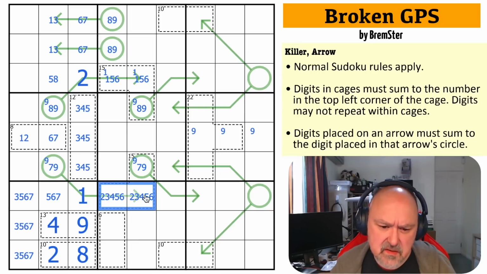If this is... What about this 6 cage? If this is 1, 5, this has a 2 in it. If this is 2, 4, this is 3, 5.